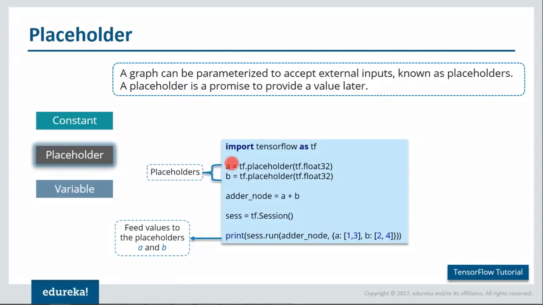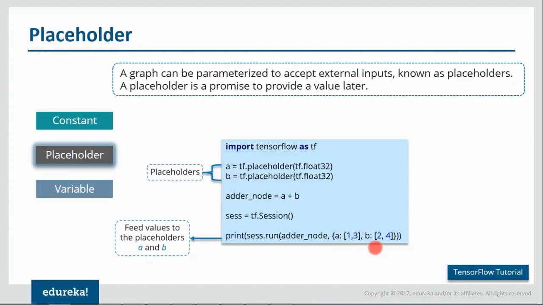Over here we have a couple of placeholders, A and B, of float 32 bits. Notice that we have not initialized any values. Then we have one more tensor, adder_node, which is nothing but the addition of the two placeholders. We first launch the session, and when we are running the session, we feed in the values of the two placeholders, as you can see here. The value that will be fed to placeholder A is 1, 3.